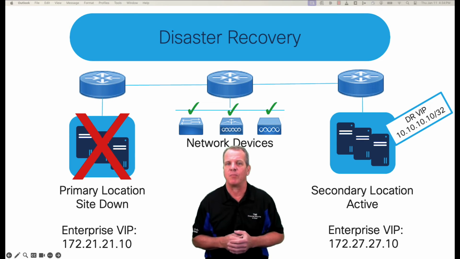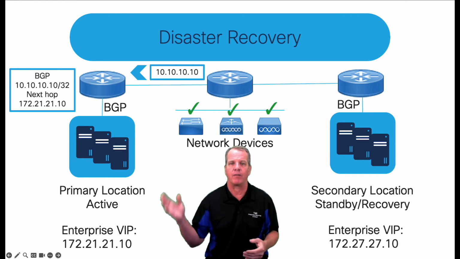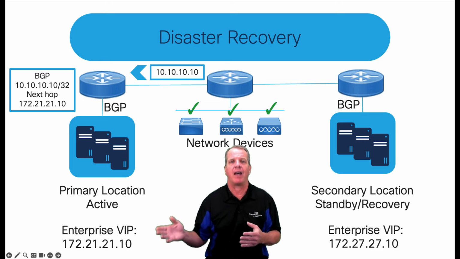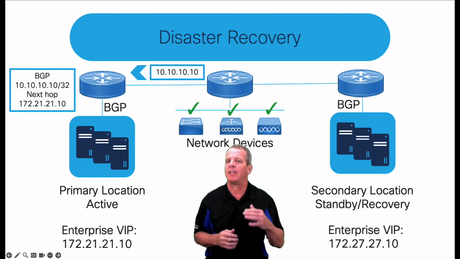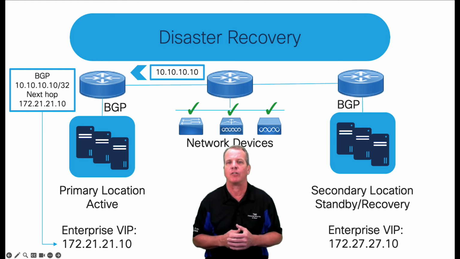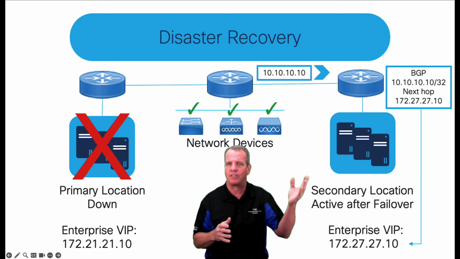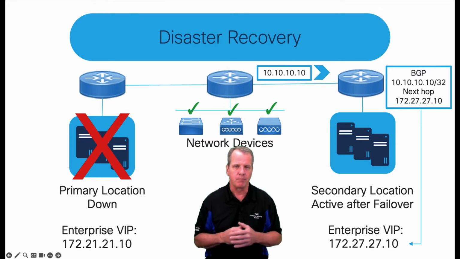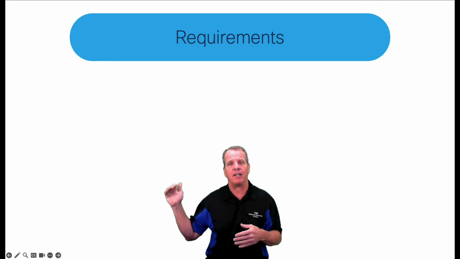With route advertisement, each site can form a BGP neighbor relationship with its upstream router. The active site will then advertise the DRVIP as a /32 address to BGP, with the next hop being its enterprise virtual IP address. There's no need to set up an additional subnet just for the DRVIP. When all of your network devices are configured to talk to the DRVIP, they'll just get routed to whichever site is advertising that address.